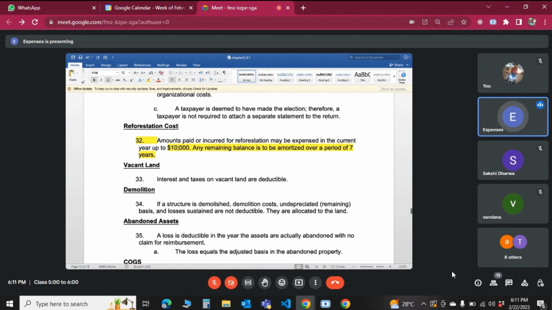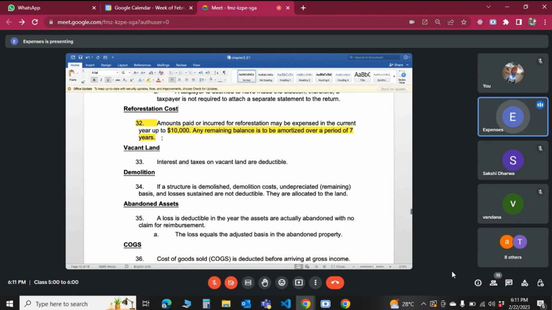$10,000 is also a big amount, so they are straight away saying this, although the life of a tree is not just 1 year. They cannot say that if you're planting trees, maybe for the next 20 years it's going to give you benefits, so you spread it over 20 years. Because this is more of a good kind of expense, a merit, something that benefits society. So it's saying $10,000 per year you can take, no problem. Remaining balance, take it over a period of 7 years.